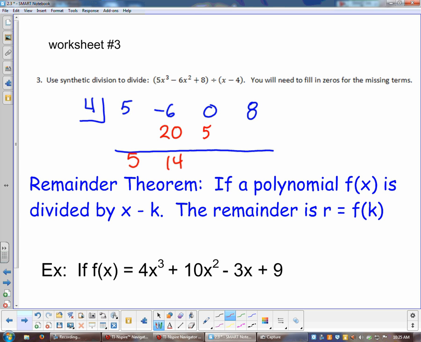56? What's 4 times 56? 224. And we add and we get 232. So we wall that last number off, and we're going to write our answer as what, Lindsay?